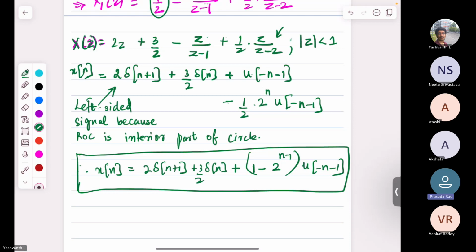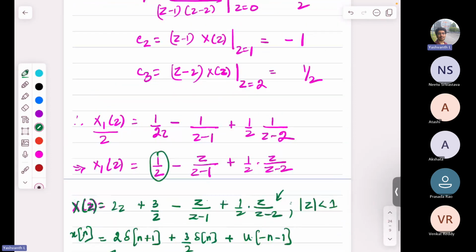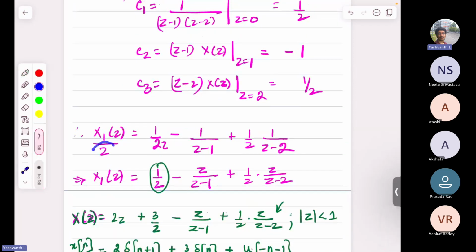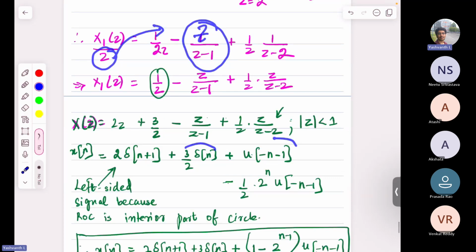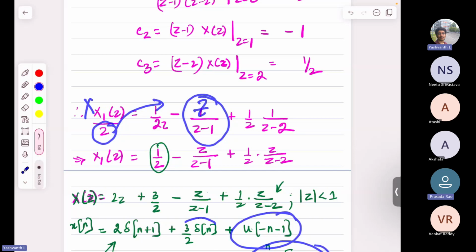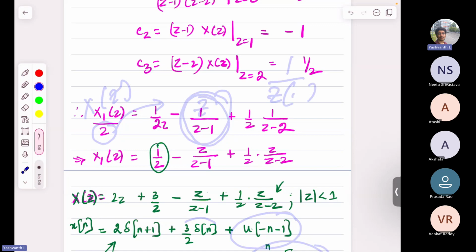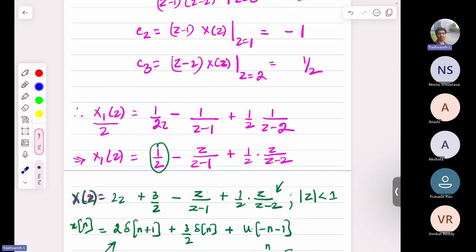Sir, instead of taking X of z, why have we taken X of z by z? So basically the reason is, see here, if I take z here, then I can again right multiply z here, so it becomes z by z minus 1, for which I know the inverse transform. If I had taken X of z directly, I would have just had 1 by z, something like that, for which I don't know a ready-made formula for the inverse Z transform.